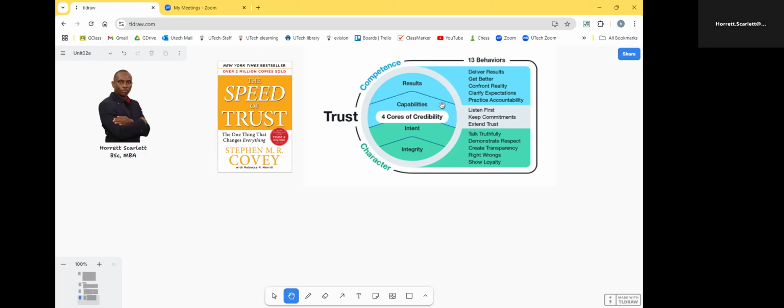For competence, some of the behaviors are ensuring that results are being generated. We're always getting better, which shows that there is growth and progress. We face reality. If we have expectations, then we clarify them. And we ensure that we always practice accountability.